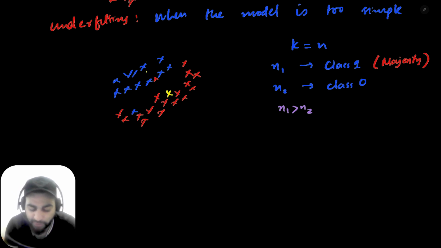So even if you have a query point over here, which ideally should be in the blue class, what will happen is it will compute the k nearest neighbors, that is n nearest neighbors in this case, and it will give the label of the majority class. So here it is basically underfitted. So what's the meaning of underfitting? The model is too simple and it does not capture any relationships.